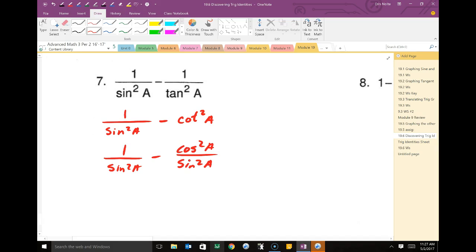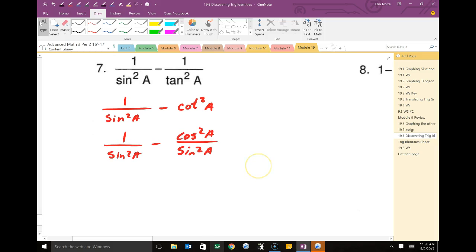Now I look at this and say, hey, we've got two fractions that are being subtracted. What do you need in order to subtract two fractions? A common denominator. So do I have a common denominator? Yes. That means I can just subtract the tops. So on the top I would have 1 minus cosine squared over my sine squared.